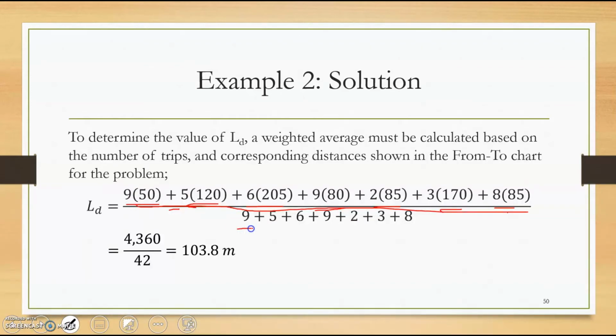This is 9 from here, 5, 6, 9, 2, 3, 8. Applying this formula, we get the average travel distance of 103.8 meters.